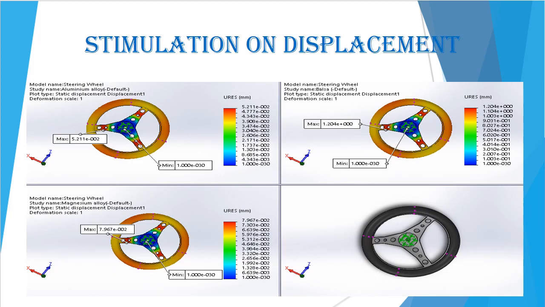The second test is simulation on displacement. This displacement means how much distance the steering wheel will move from the original position when the force is applied. From the simulation result, the least displacement is from aluminum alloy, meaning that the aluminum alloy is the hardest material compared to the balsa wood and the magnesium alloy.